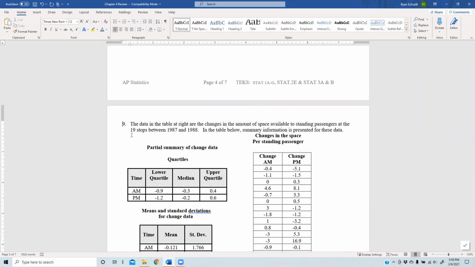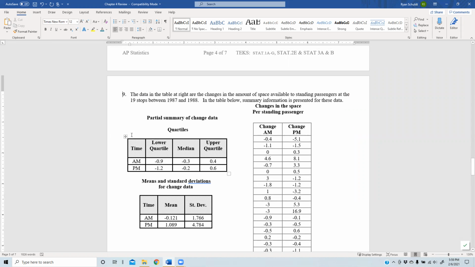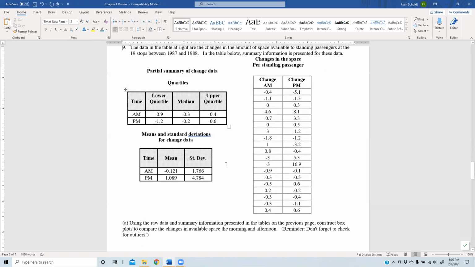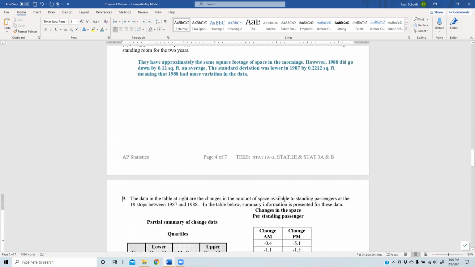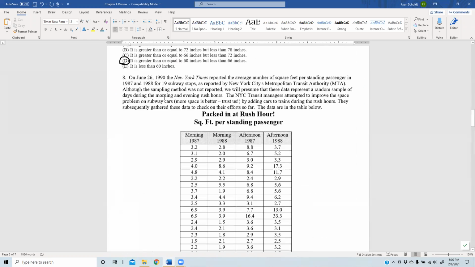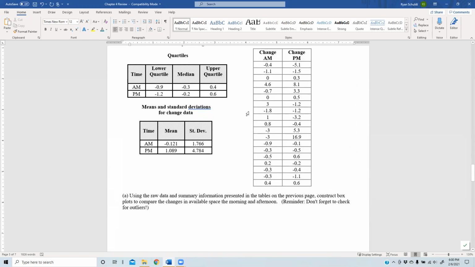There we go. Number 9. Says the data in the table at right are the changes in the amount of space available to standing passengers at 19 stops between 1987 and 1988. In the table below, summary information is presented for this data. So they give us a bunch of summary information. This is still dealing with our scenario that was posed on number 8. So we're still dealing with the same info.